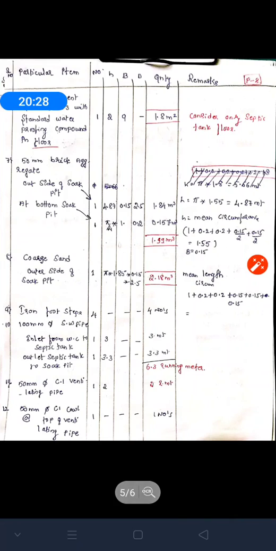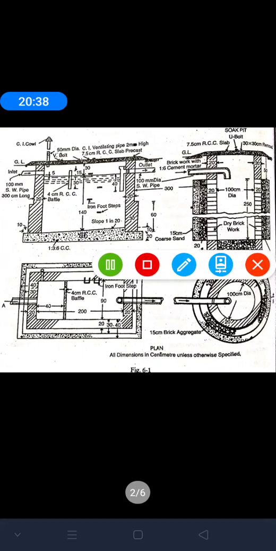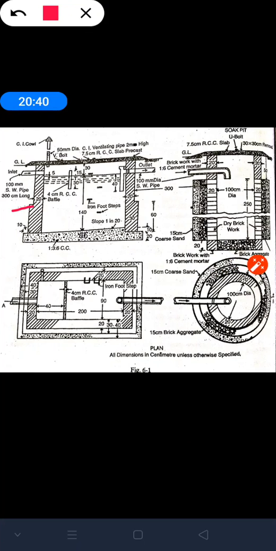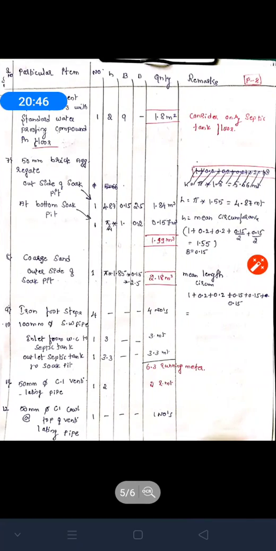Then 100 mm sewer pipe, that is inlet of septic tank, that is one number, length is 3 meter. Then where is the 3 meter length? So here you can see length is 3 meter, that is inlet. This is the inlet, length is 3 meter. You just mention only one number into 3 meter length. The quantity will be measured in the running meter. Okay, then outlet is one number, then 3.3 meter.